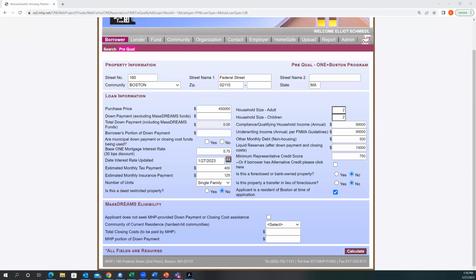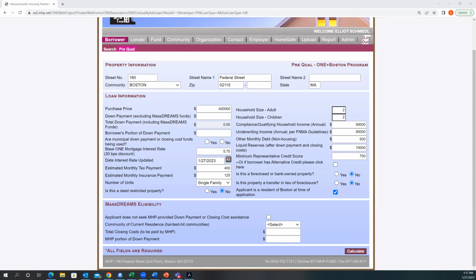Here's a tutorial on how to enter the down payment amounts in ES2 for ONE+Boston loans that either do or do not include MassHousing funds. It's important to enter the correct down payment figures into the associated ES2 fields. So let's break this down.